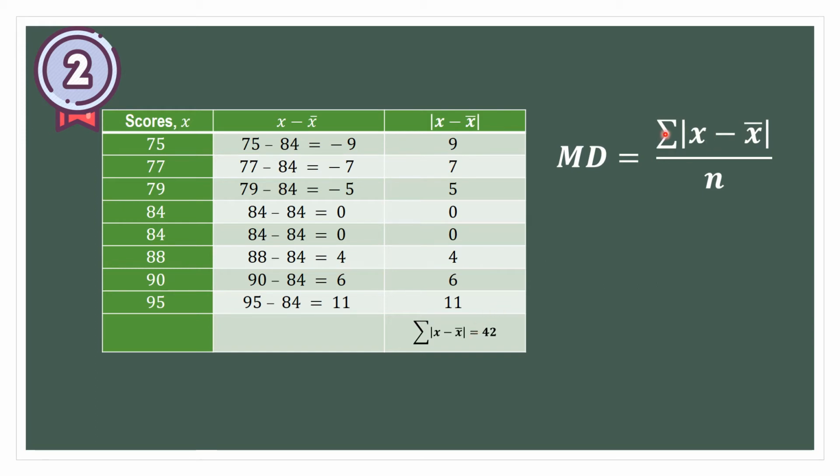For this part, the summation of the absolute value is 42. Then n is the number of observations. How many is that? 1, 2, 3, 4, 5, 6, 7, and 8. So, 42 divided by 8. So, the mean deviation for this data set is equal to 5.25.